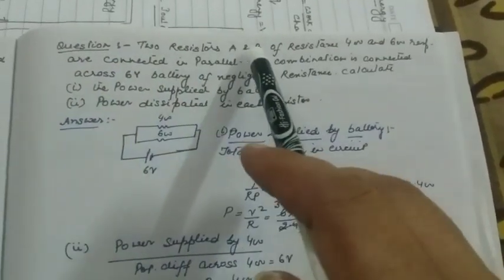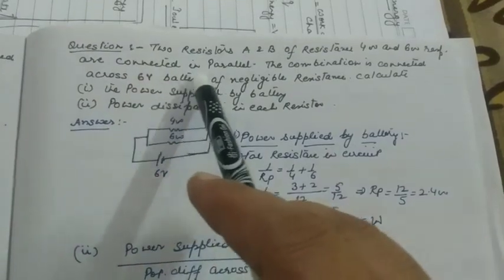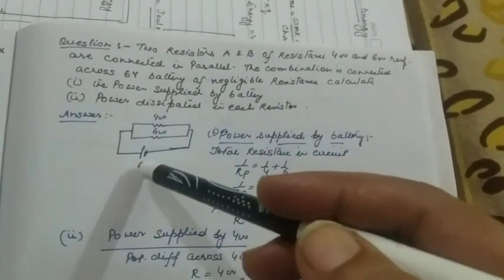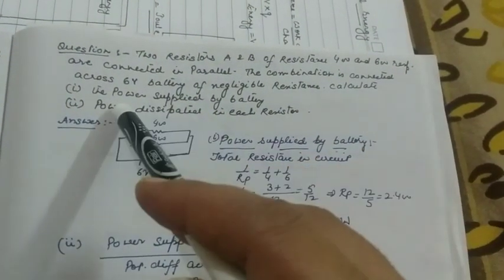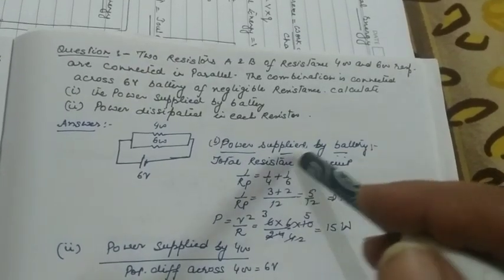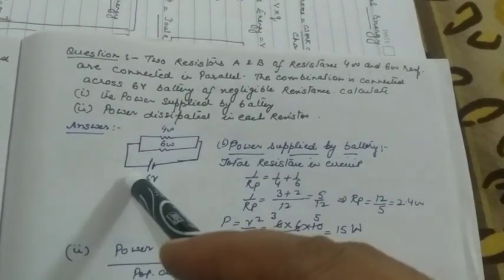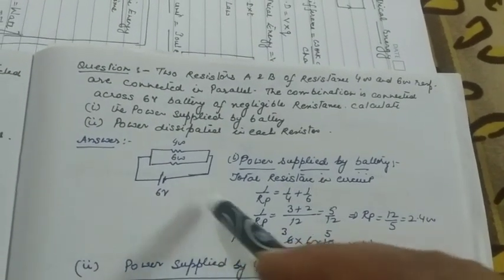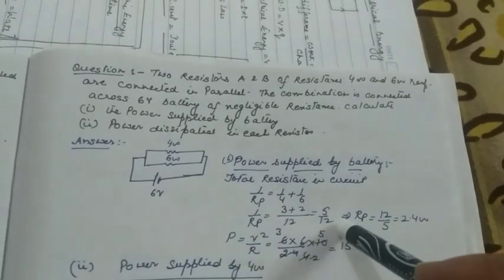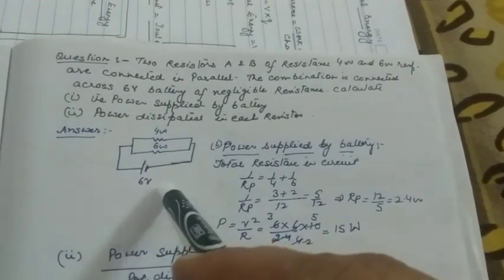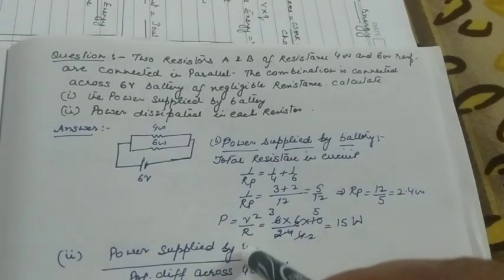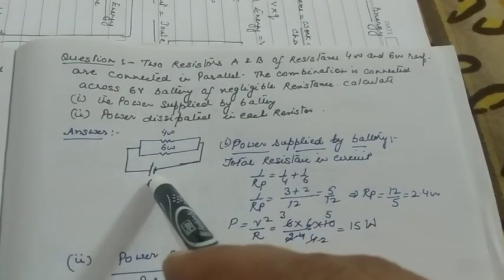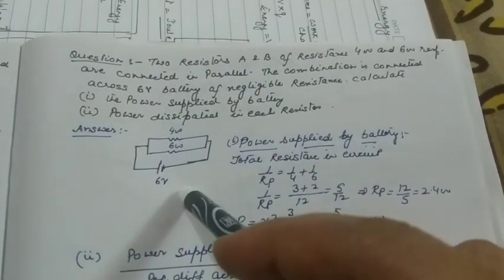Next question. Two resistors A and B of resistance 4 ohm and 6 ohm respectively are connected in parallel across one 6 volt battery. The question is the power supplied by the battery. So power supplied by the battery means we require the battery information. Firstly we know the resistance; total resistance in the circuit we will find out as 2.4 ohm, and battery voltage is 6 volt. Using the formula P equals V square upon R we will find the power consumed by the battery, because we are associated with the total circuit.